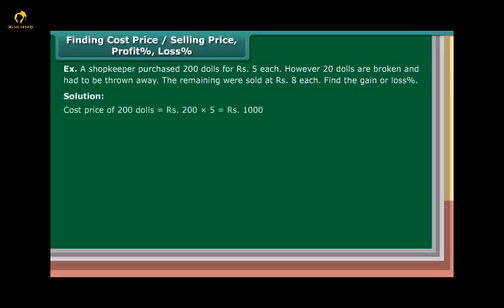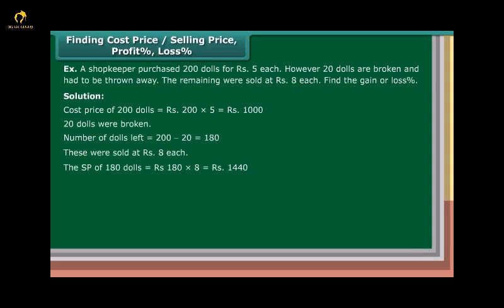Solution. Cost price of 200 dolls is equal to rupees 200 into 5, which is equal to rupees 1000. 20 dolls were broken. Number of dolls left is equal to 200 minus 20, which is 180. These were sold at rupees 8 each. The SP of 180 dolls is equal to rupees 180 into 8, which equals rupees 1440. He made a profit as SP is greater than CP.